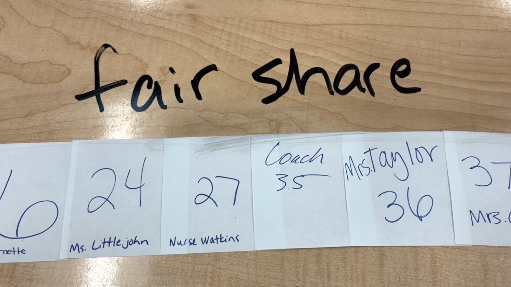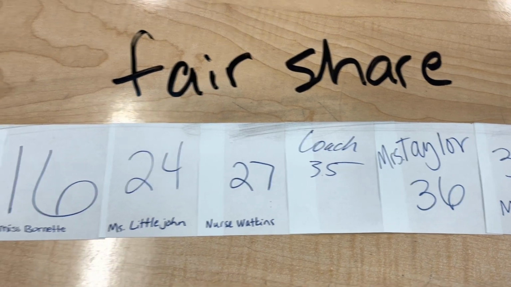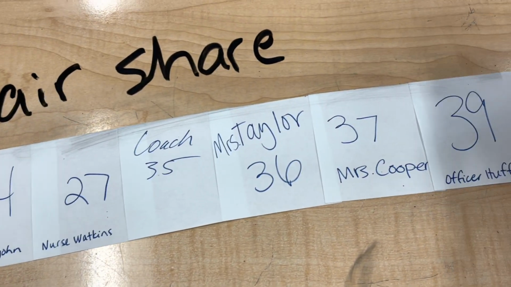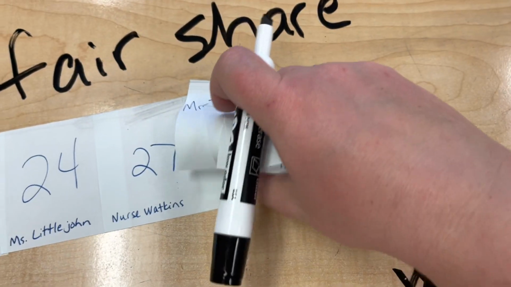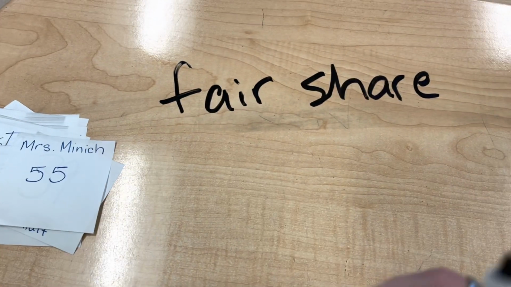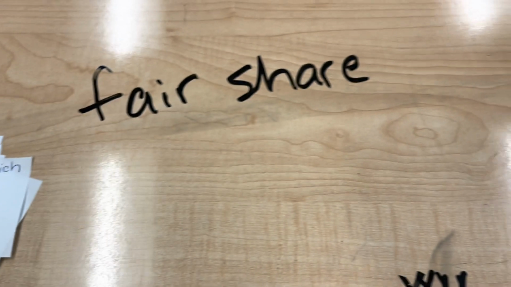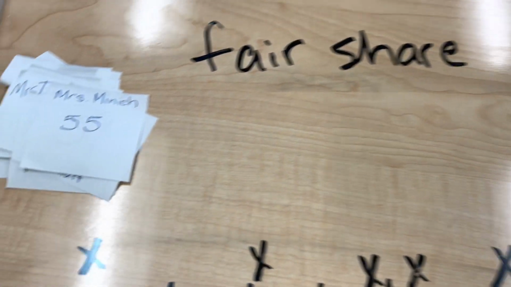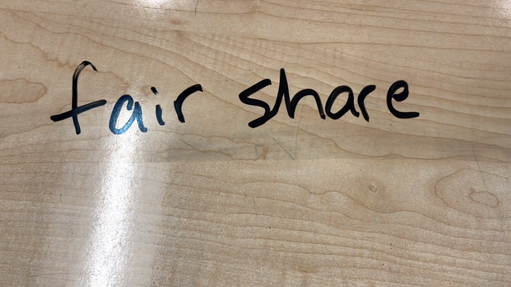So if I wanted everyone to have a fair share, all I would have to do is take up everybody's cubes. If these were actually their cubes, I could take them all up and put them all in one bucket, add them all together, and then give Miss Gentry some, Miss Minnick some, Miss Cooper some, Miss Littlejohn some. I could add them all together and divide them all up so that everyone gets a fair share.